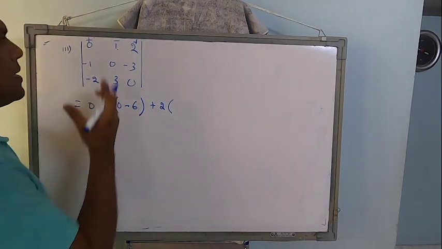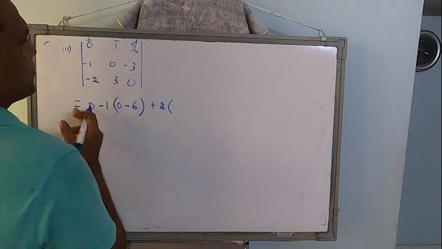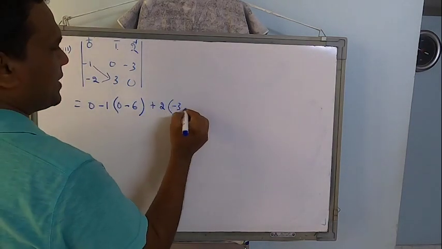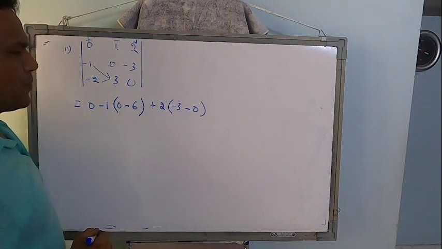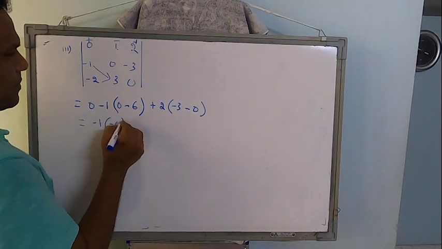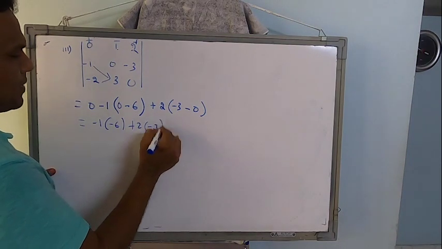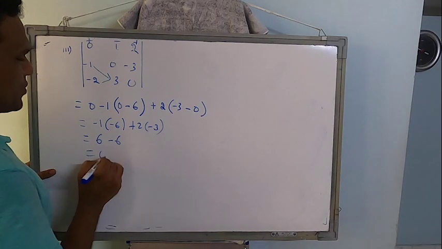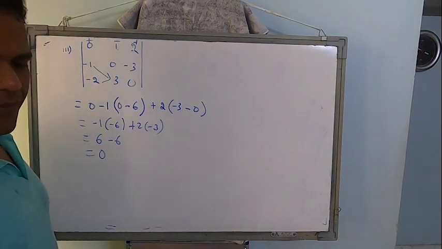What is the next thing? Block the third column and the first row. So the remaining 4 elements are these, right? So left diagonal, that's minus 3, right diagonal 0. So the rest is the simplification part of this. Minus 1 multiplied by minus 6 plus 2 multiplied by minus 3, and that's going to be 6 minus 6, the value is going to be 0.